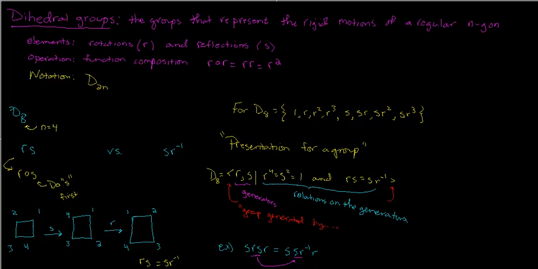Continuing on, we can simplify further. We know that S squared is the identity. We know that R inverse R is the identity. And so what we find is that SR SR is the identity. In other words, the element SR is order 2.